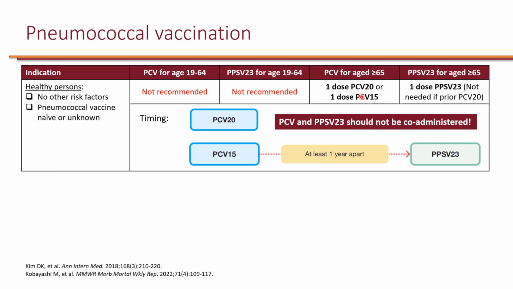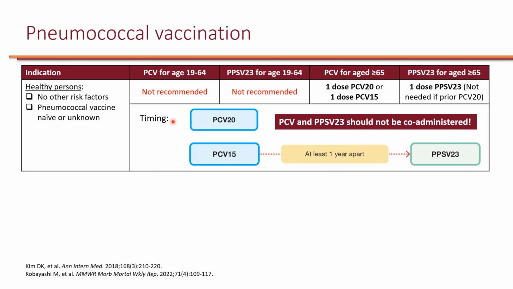So both of these are now recommended for these individuals. Now, however, because there is a gap between PCV15 and 20, it is recommended that if somebody chooses to get PCV15, they should also get a dose of PPSV23 at least 1 year later. It's important to note that PCV and PPSV vaccines cannot and should not be administered at the same time. There should be a large time gap between them, and that is recommended to be at least 1 year.